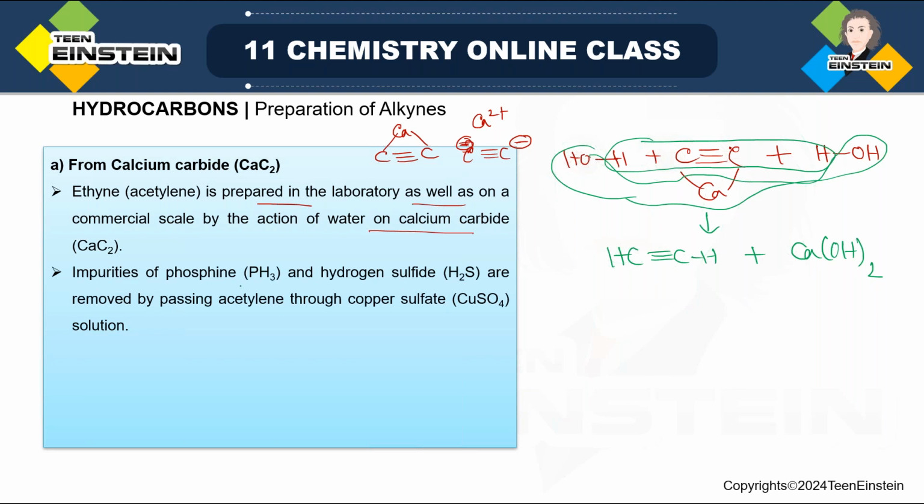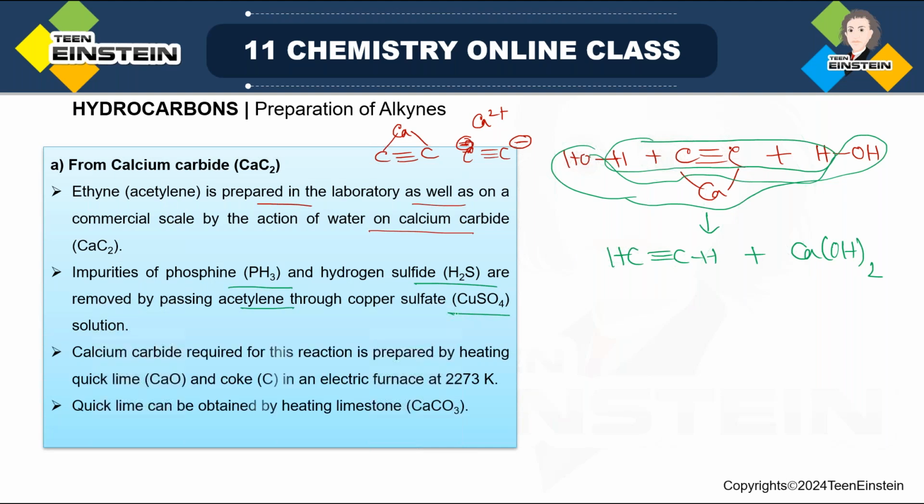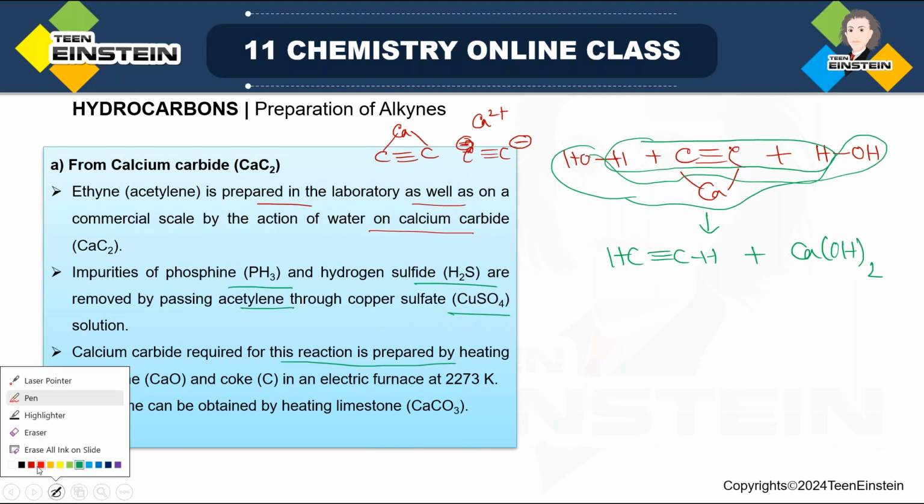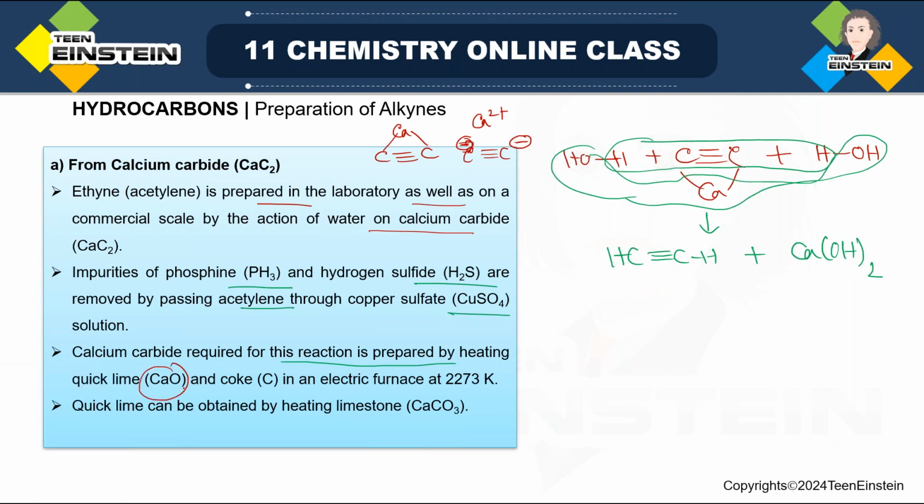Now here some impurities such as phosphine and H2S, which are present in calcium carbide, are removed. How can we remove them? By passing the acetylene through copper sulfate. Then calcium carbide, which is the starting material here, we will see how we can prepare it. The calcium carbide required for this reaction we prepare by heating quicklime. When we heat quicklime, which is nothing but calcium oxide, and coke together in an electric furnace, look at the temperature, it is very, very high.